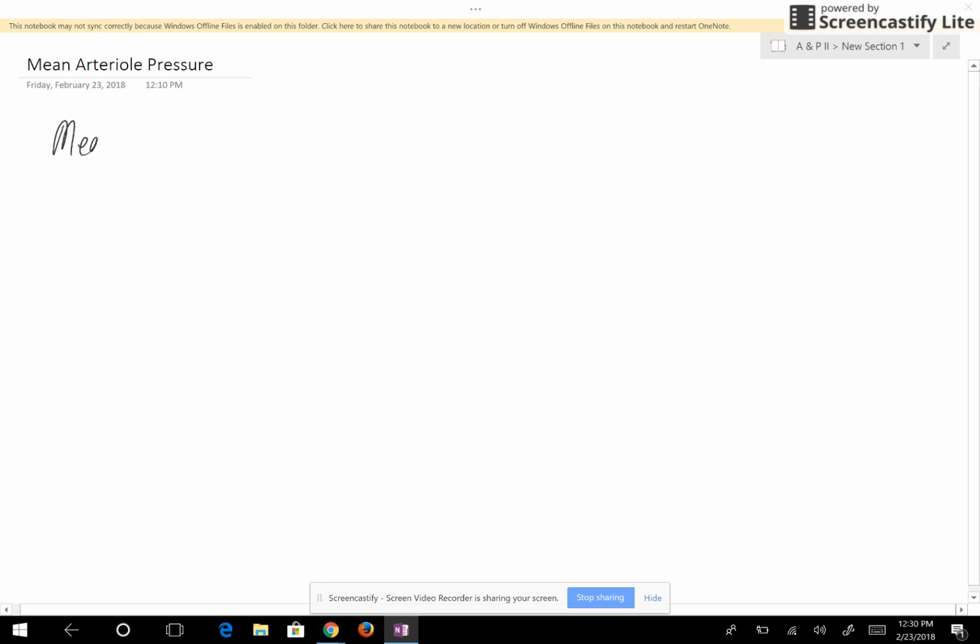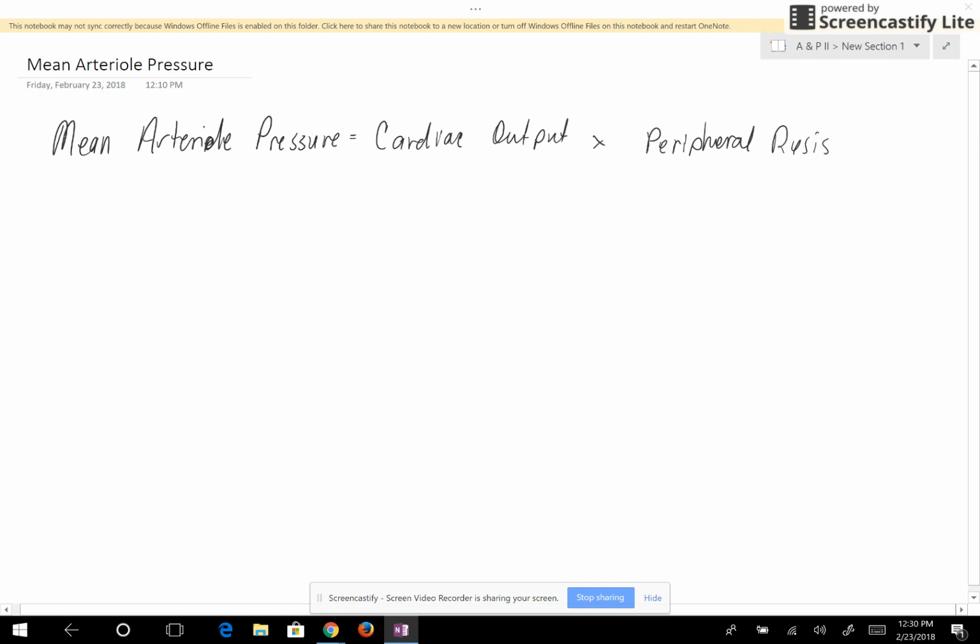The mean arterial pressure. The mean arterial pressure equals cardiac output times peripheral resistance. Okay, the mean arterial pressure is the average blood pressure in the elastic arteries.